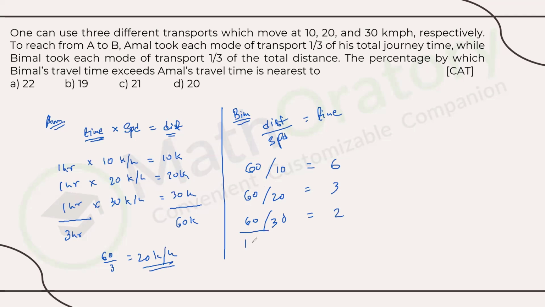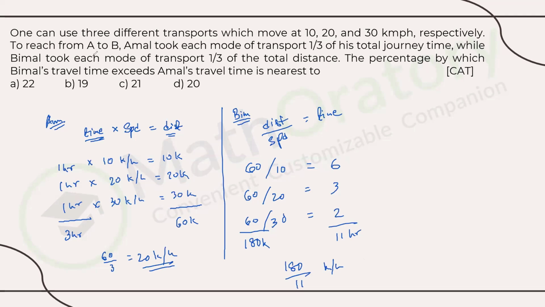So now what do we have? The total distance is 180 kilometers. And the total time is 11 hours. So we have 180 by 11 kilometer per hour. Right. Now, a couple of things to take a note of.